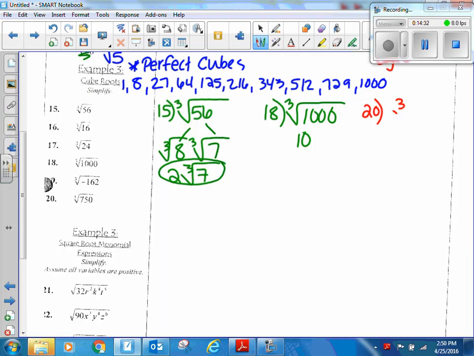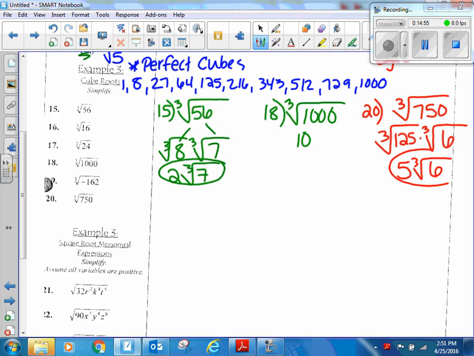I have the cubed root of 750. Well, 750 can be broken down to the cubed root of 125 times the cubed root of 6. And now I could break this down. The cubed root of 125 is 5, and the cubed root of 6, you can't do anything with it, so it stays, and this is your simplified answer.